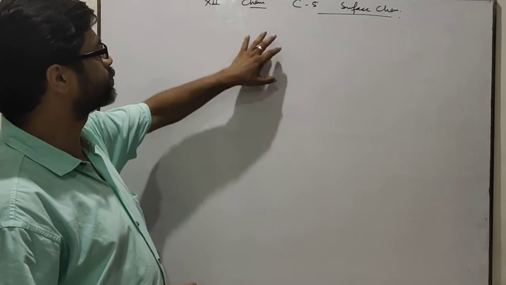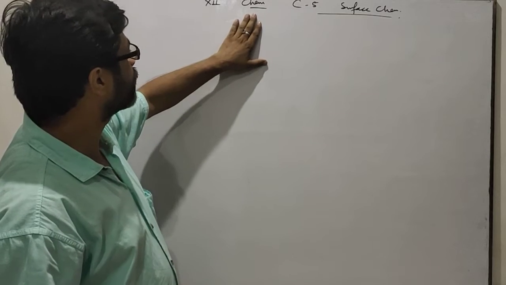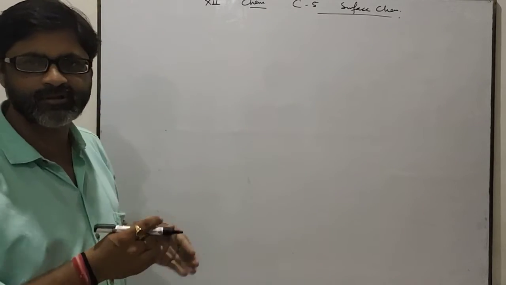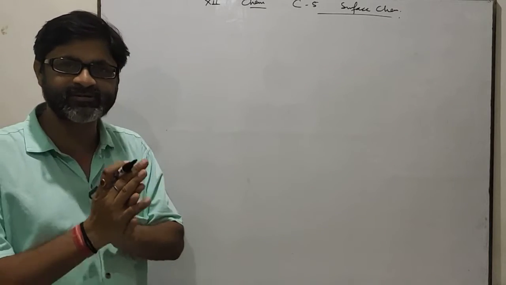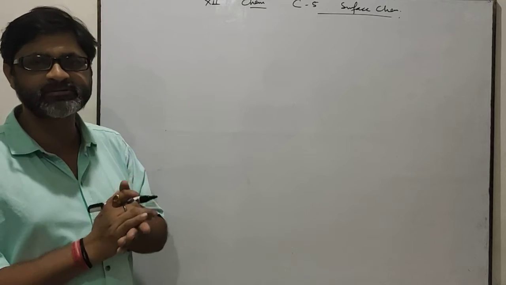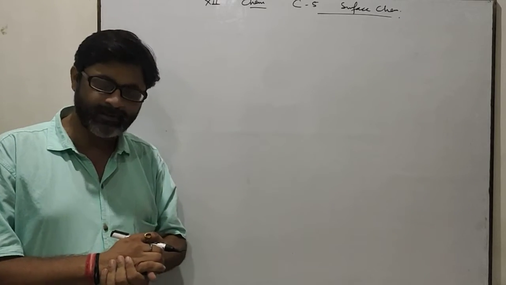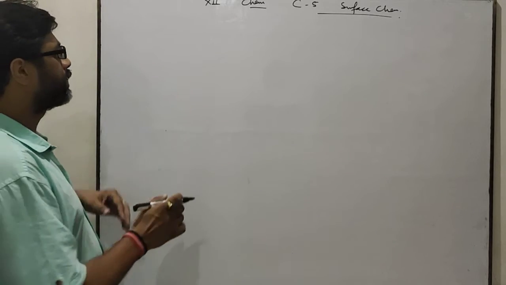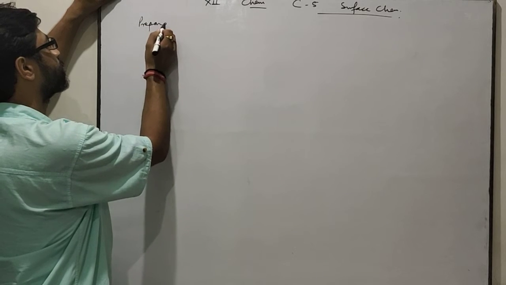I am going to teach you about the surface chemistry chapter of chemistry. In this chapter, I have already discussed the types of substances. You know that substances are of two types, crystalloids and colloids. Colloids are also of two types, lyophilic colloids and lyophobic colloids. Now, I am going to discuss the preparation of colloids.